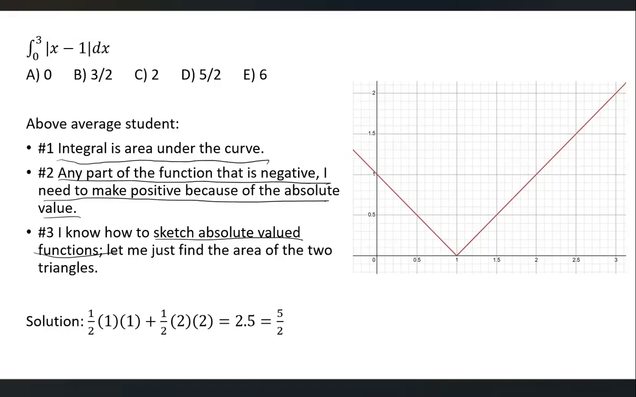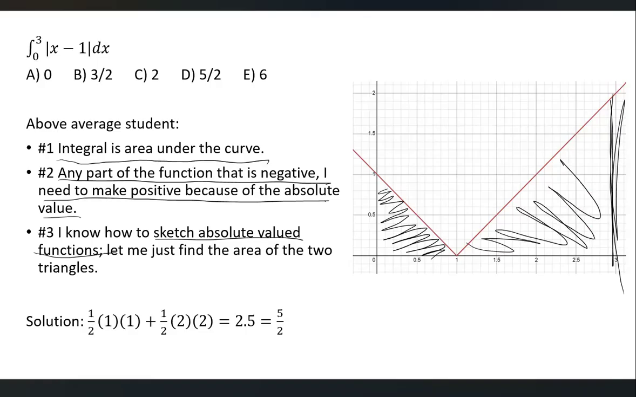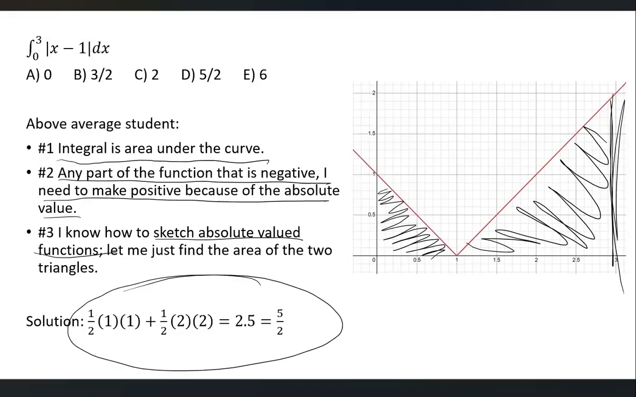So since integral is area under the curve, we can find this area over here. That's just a triangle. And it's up to 3 right over here. So we can find this area as well. It's another triangle. So you can just add up the area of the 2 triangles and get 5/2 as well. Okay, so issue number 1 from this problem is panic due to absolute values. You have to understand what's going on. Okay.